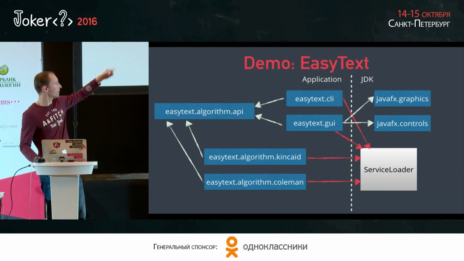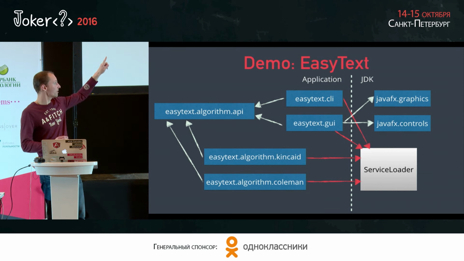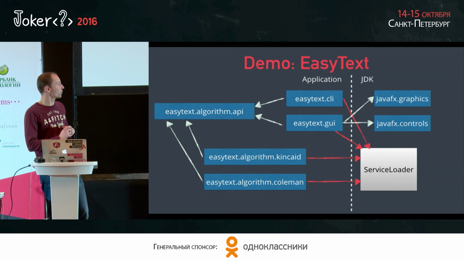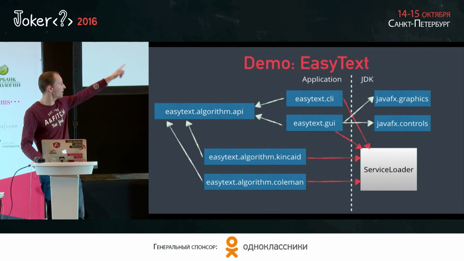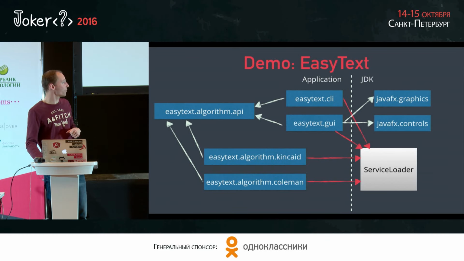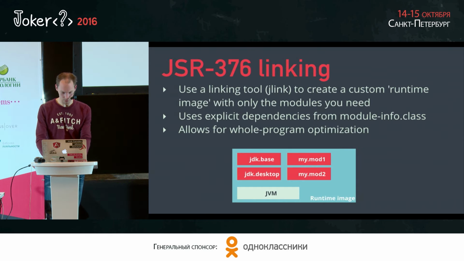One last thing here is that since we're going to add a GUI, we're going to use more than just the types that are in Java base. So we need to have explicit dependencies from the GUI module to some JDK platform modules that have our relevant JavaFX types as well. In this case, those are the JavaFX controls and the JavaFX graphics modules. So let's have a look at the code.